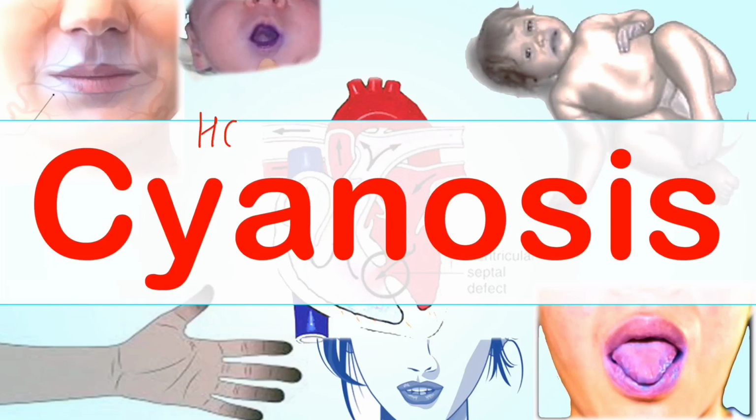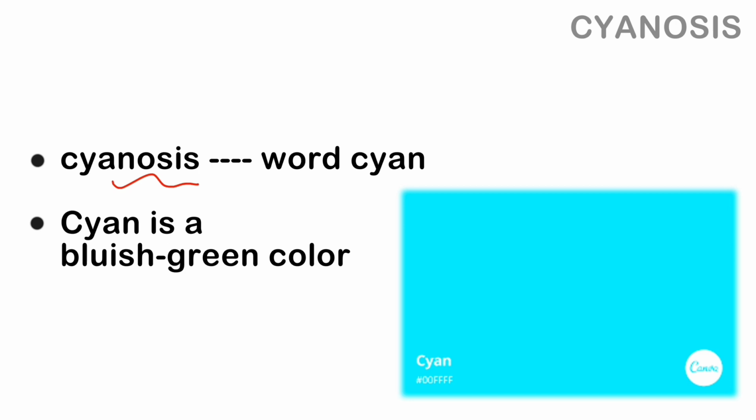Hello, in this video we are going to talk about cyanosis. So let's start with the introduction. The word cyanosis comes from the word cyan, which is a bluish green color.